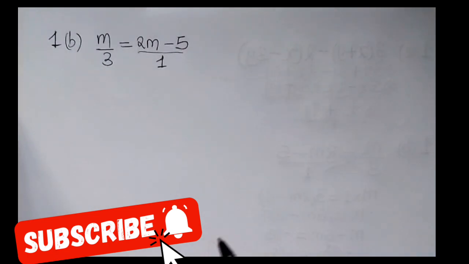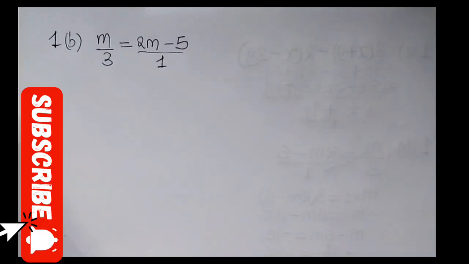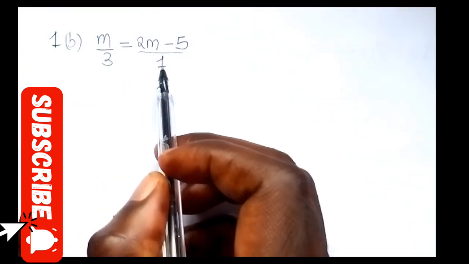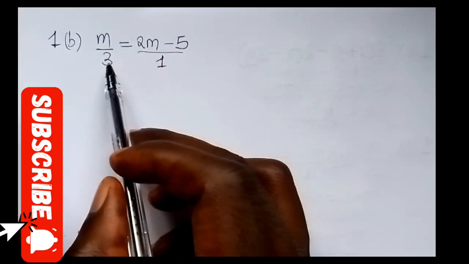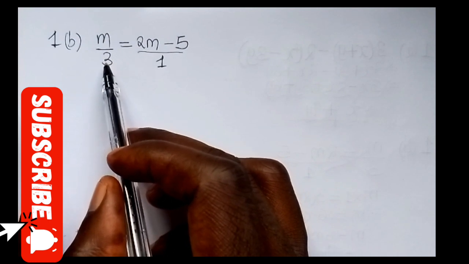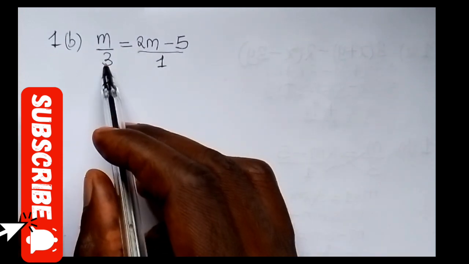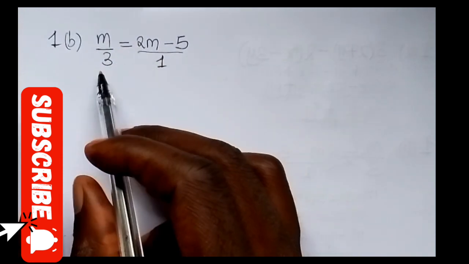Now here we're not going to cross multiply. What we can do is look at the denominators. Here there's 3, and here there's 1, the denominators, and then look for a number which can divide these denominators, and that number just happens to be 3, because 3 can go into 3 and 1 can go into 3.